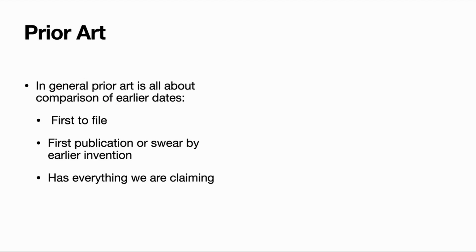Prior art. This is 35 USC 102. In general, prior art is all about comparison of earlier dates. First to file, that's new law 102, which happens March 16, 2013, and onwards. First publication or swear by earlier invention could be referring to before March 16, 2013, and has everything we are claiming, which means someone else put a patent down on a light bulb, and you decided to make the exact same light bulb, no changes. So you can't put a patent on existing prior art.